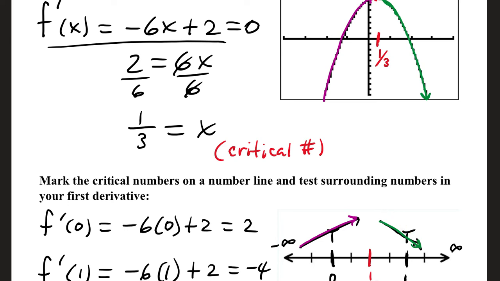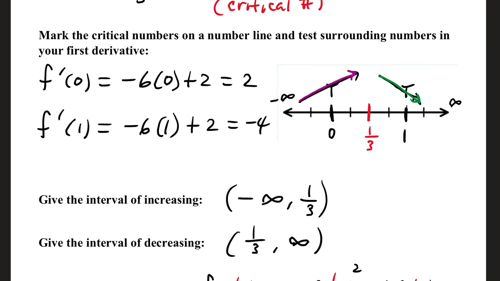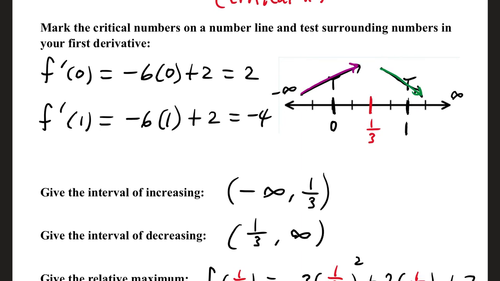If you go back up to the top right of your screen, all that matches. Increasing until we get to the critical number, decreasing afterwards. The interval of increasing is negative infinity to 1/3, which is our critical. The critical number is the cutoff for these intervals, by the way. Decreasing after the critical number, so that's 1/3 to positive infinity, we're decreasing.